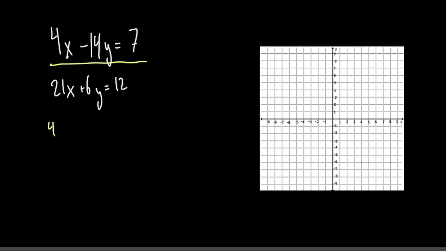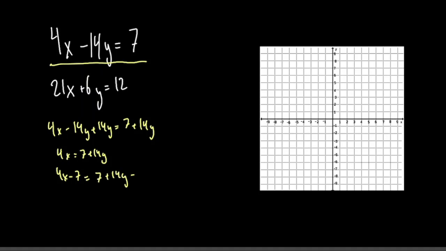So we're going to get 4x minus 14y plus 14y equals 7 plus 14y. Simplifying that, we're going to get 4x equals 7 plus 14y, right? And now I'm going to subtract 7 from each side. So we're going to get 4x minus 7 equals 7 plus 14y minus 7. Simplifying that, we're going to get 14y equals 4x minus 7, right?